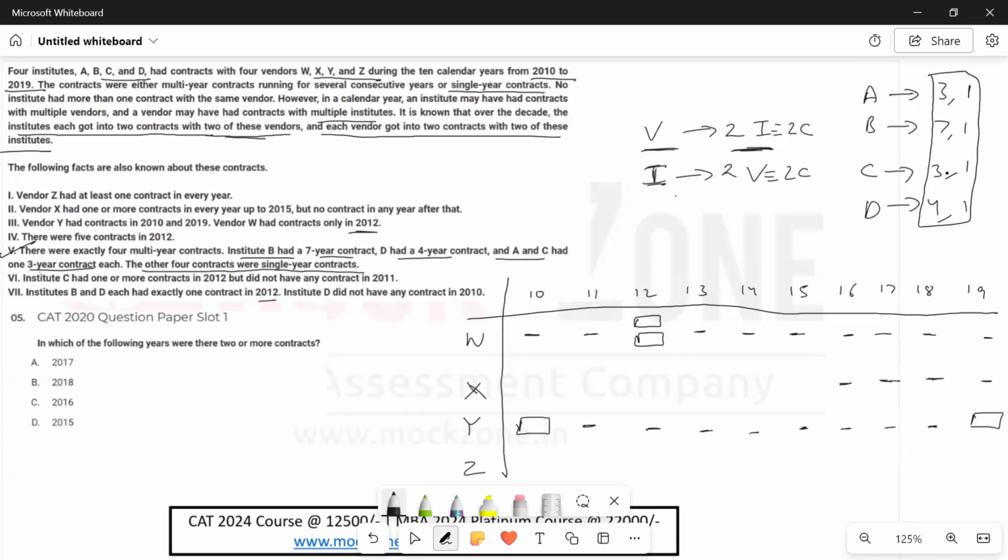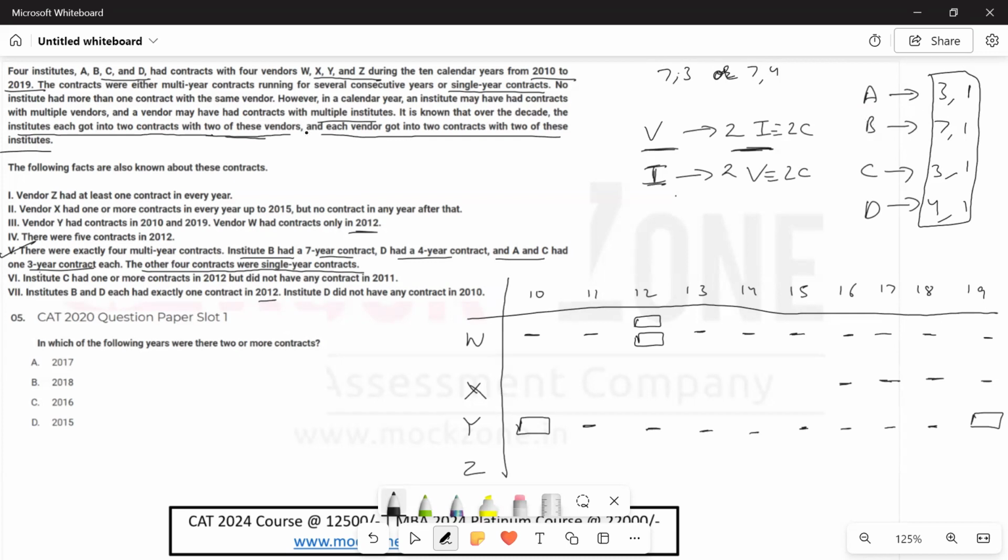4 and 1 won't work, 3 and 1 also won't make 10, 7 and 1 also won't make 10. So the only possibility is that he can have 1 7-year contract and 1 3-year contract, or 1 7-year contract and 1 4-year contract. And he might have an overlap in between.